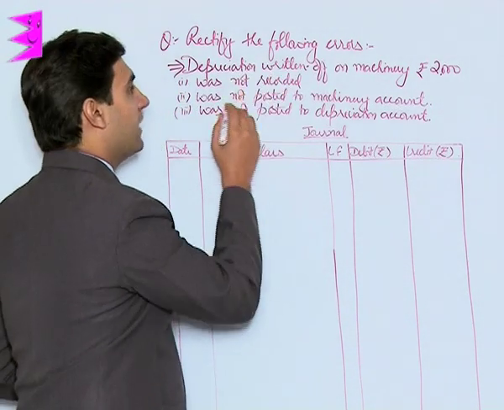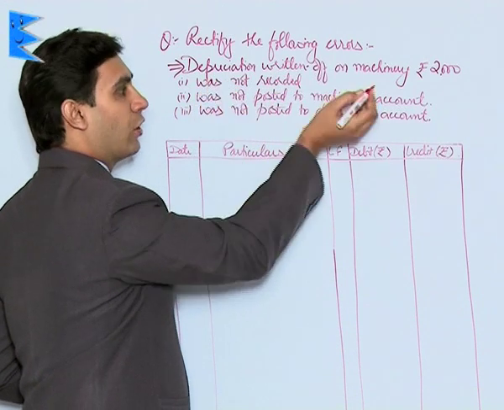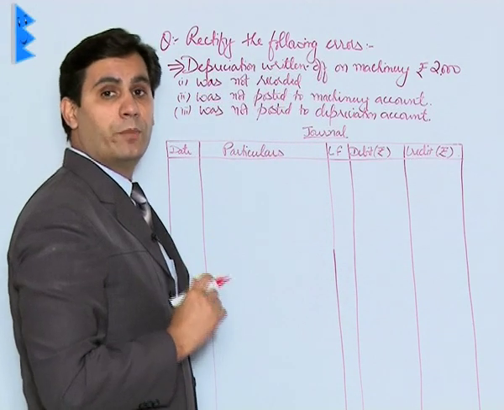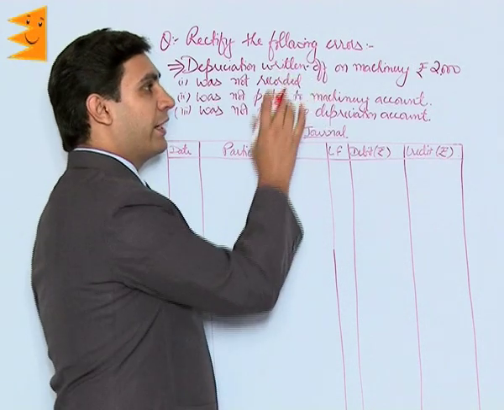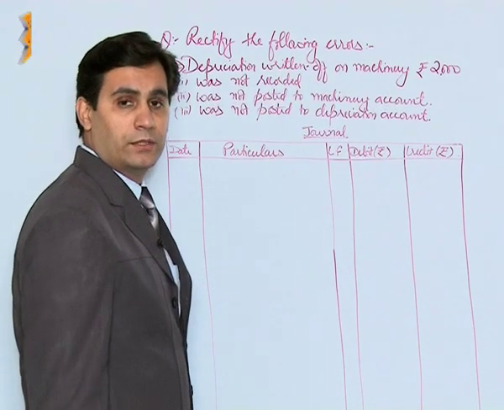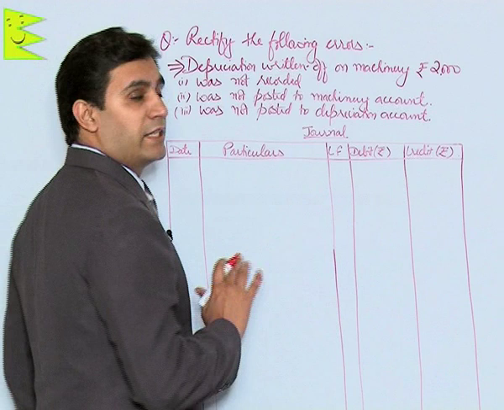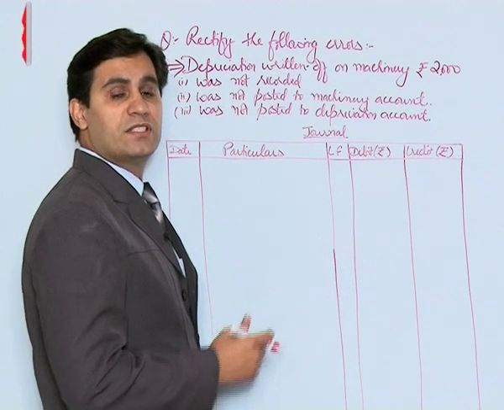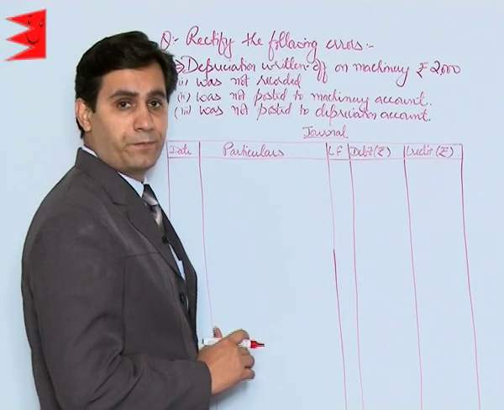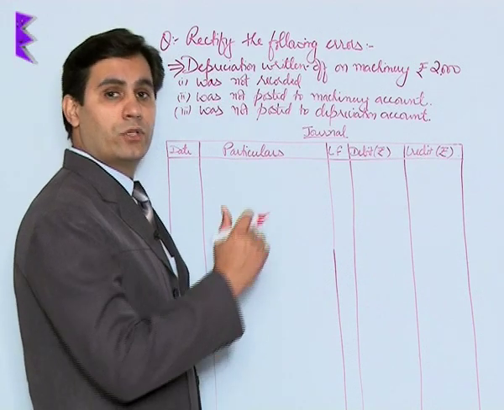Now the first is it was not recorded. Since it was not recorded, that means it is a case of omission. That means this particular entry has been omitted altogether. So in such case, there is no need for rectification. What we'll do is just to record this entry. It was omitted earlier, so record it now.